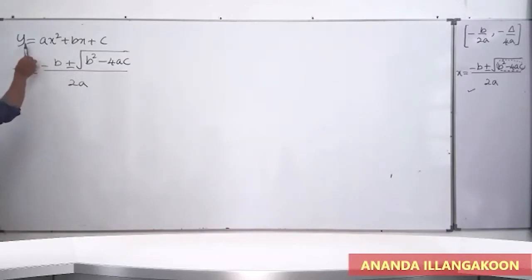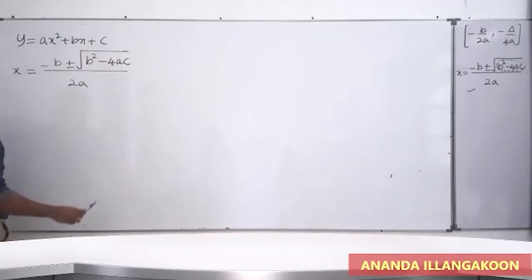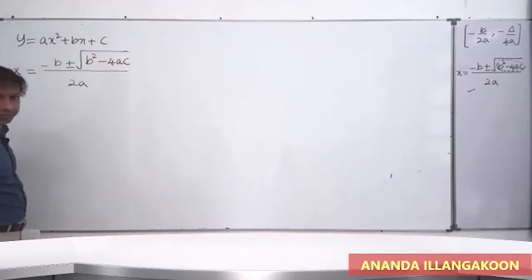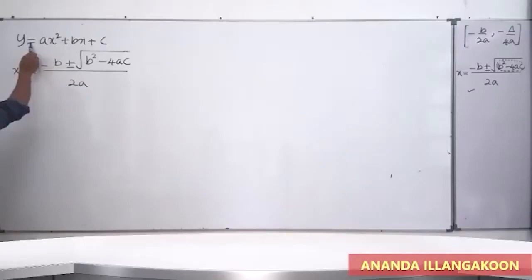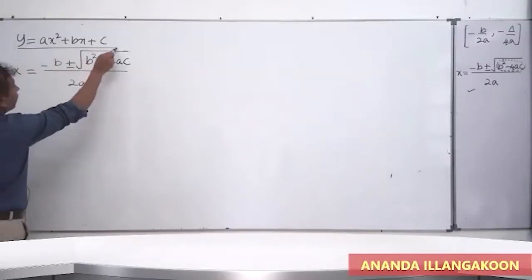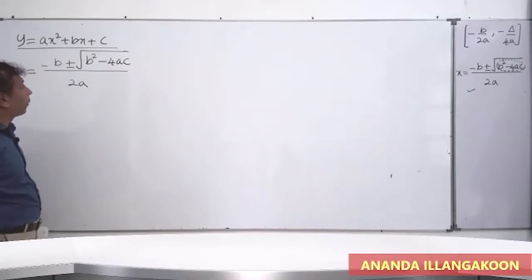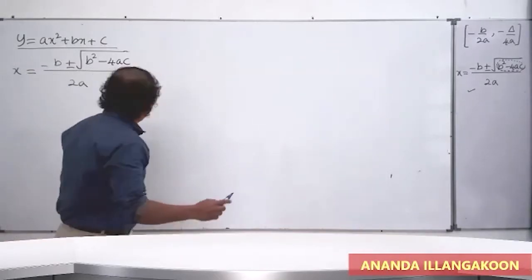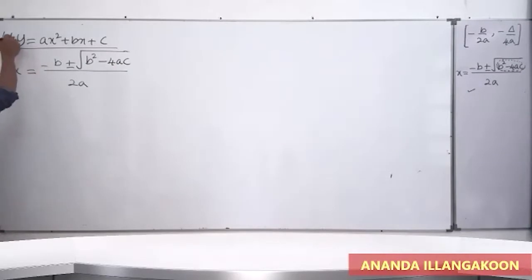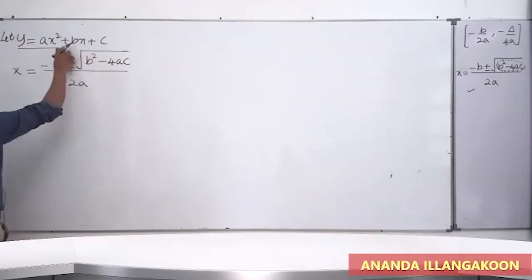Write down like this: y equals ax squared plus bx plus c. Before you write this down, people, write: let y equals ax squared plus bx plus c. Now write down.